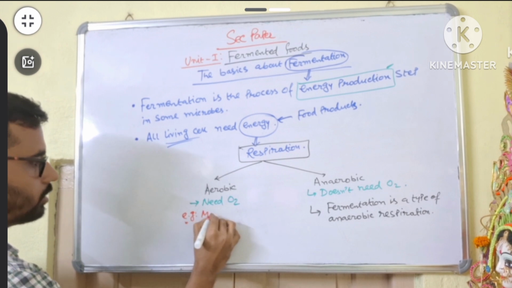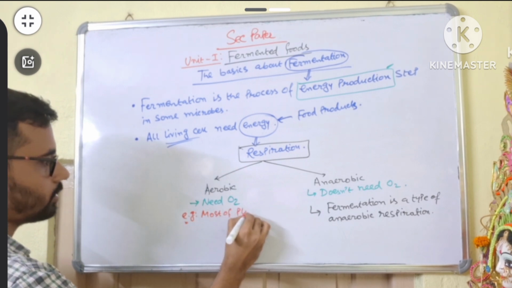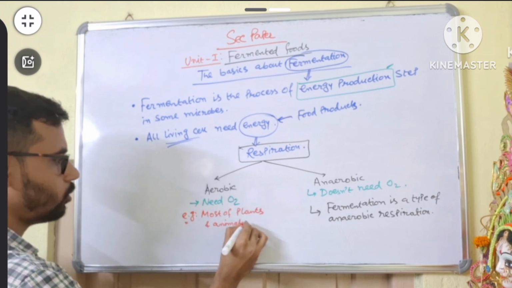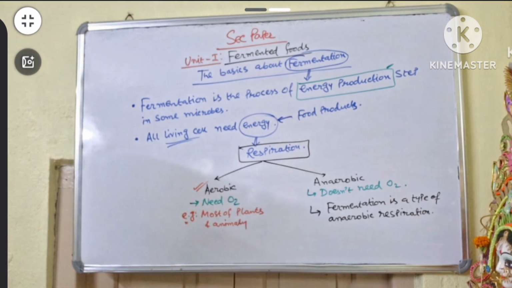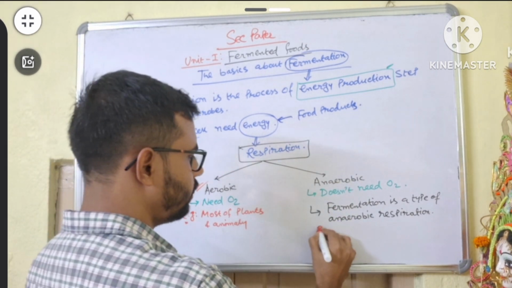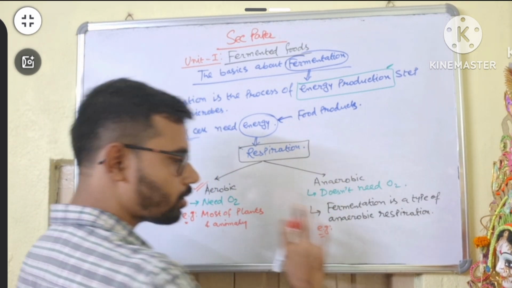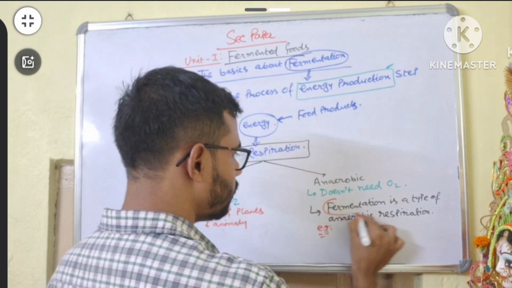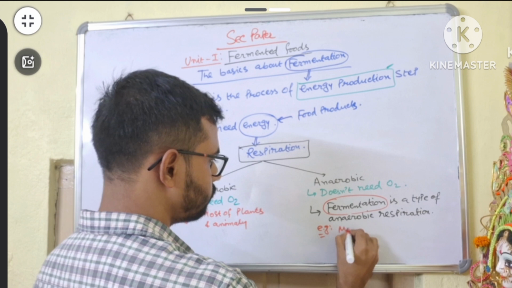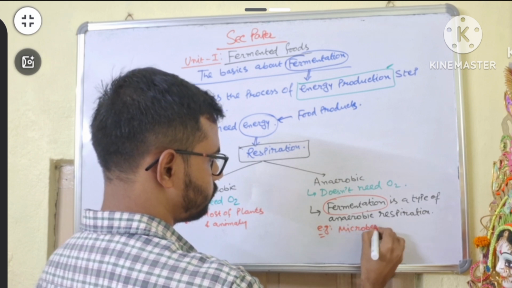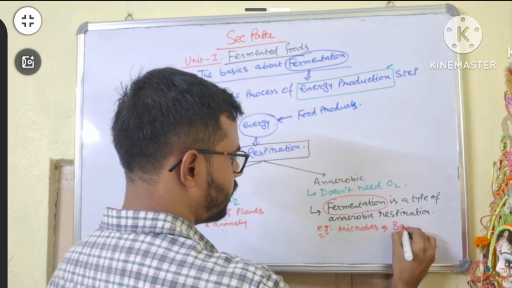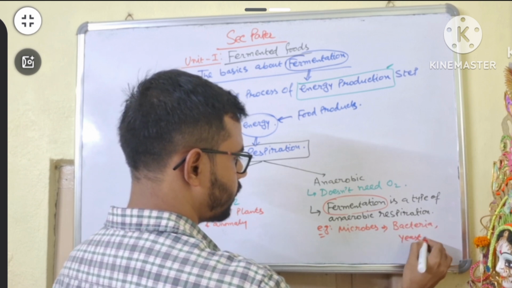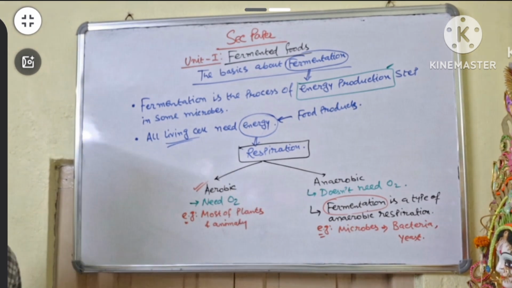Most plants and animals do aerobic respiration. Anaerobic respiration is done by microbes. Not all, but microbes can do anaerobic respiration, including fermentation. Microbes means some bacteria, as well as yeast from the fungi section. Yeast can do fermentation also.